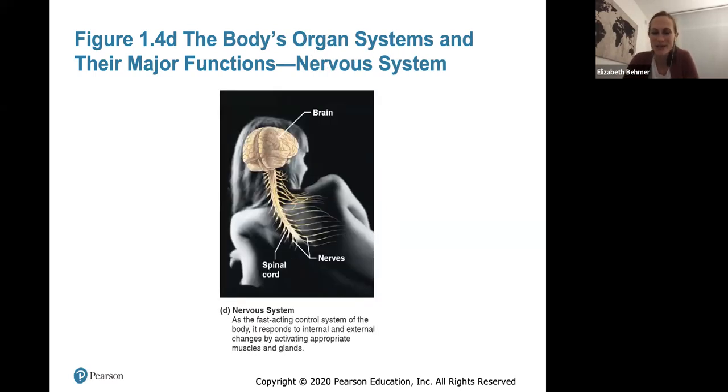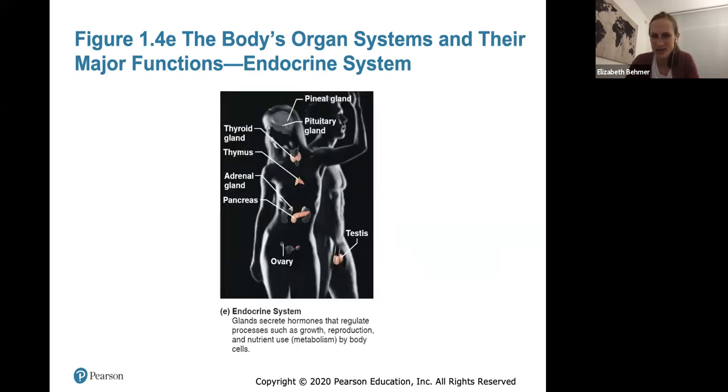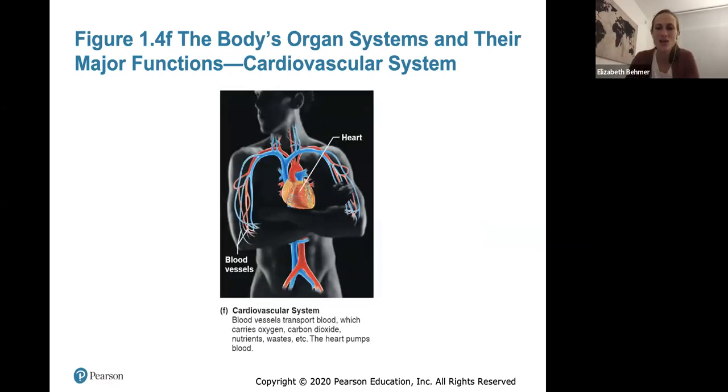The nervous system is the fast-acting control system of the body. It responds to internal and external stimuli to help maintain homeostasis of the body. Here's the endocrine system, which is my kind of favorite system because it contains all these teeny tiny glands throughout the body that secrete hormones that regulate literally all processes of the body: growth, reproduction, metabolism, body temperature. I've always just liked the endocrine system because you can't see anything that's happening, but it just controls everything. Cardiovascular system transports blood, which carries oxygen, carbon dioxide, nutrients, and other waste products.